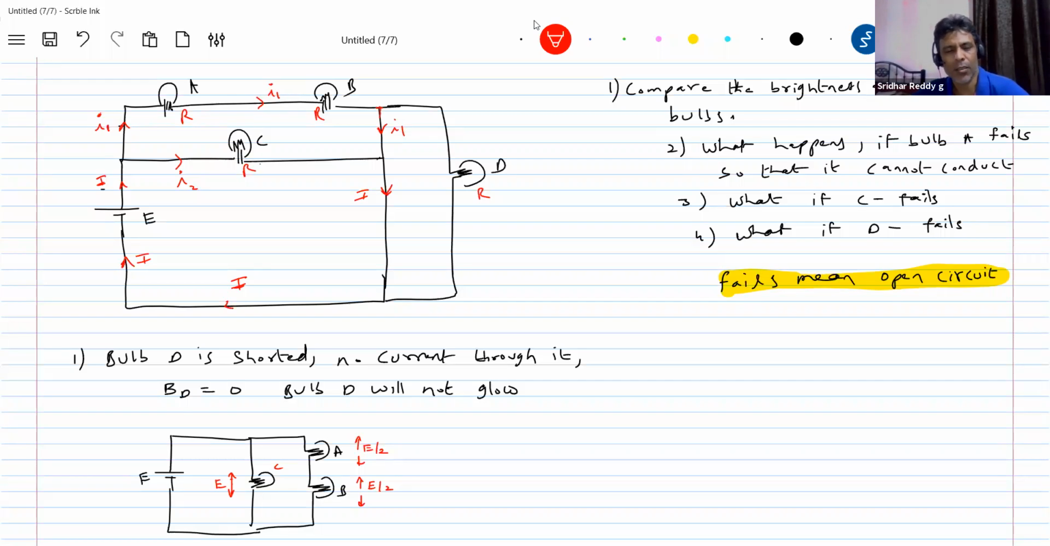Now come to power dissipated. What is the power dissipated formula? V square by R, since we know the potentials. So what we can say is that the brightness of bulb C will be greater than that of A and B. B means brightness, B indicates brightness.